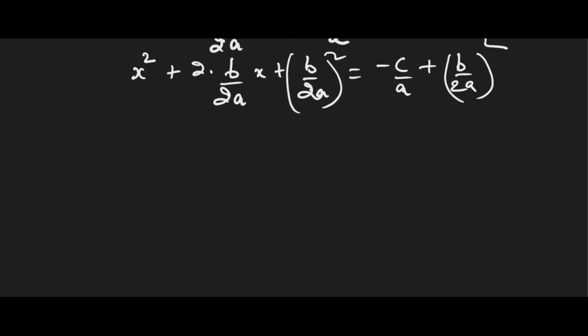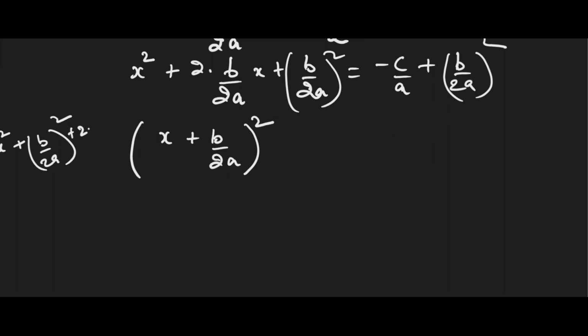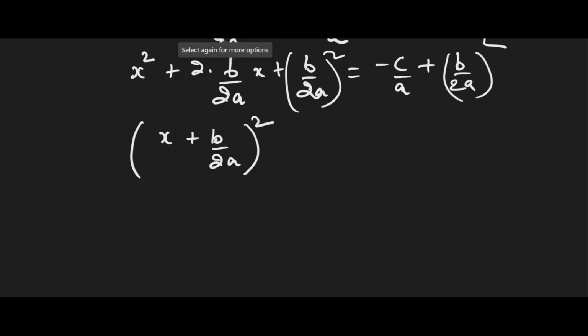All right, so now this becomes x plus b by 2a whole square, because if we open this whole square, we will get x square plus b by 2a whole square plus 2 into x into b by 2a, which is same as the LHS. So here, using that formula of a plus b whole square, I'm able to write it as a perfect square. I'm able to complete this square.